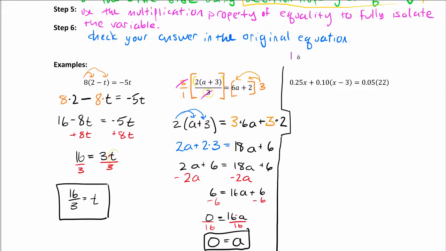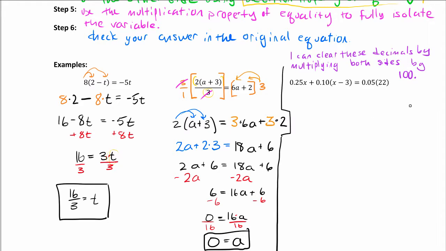So I can clear these decimals by multiplying both sides by 100.